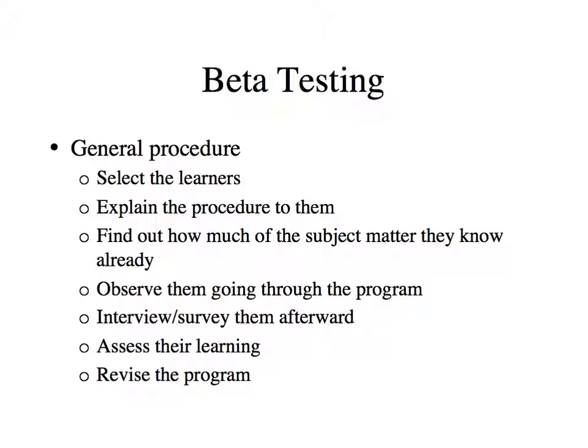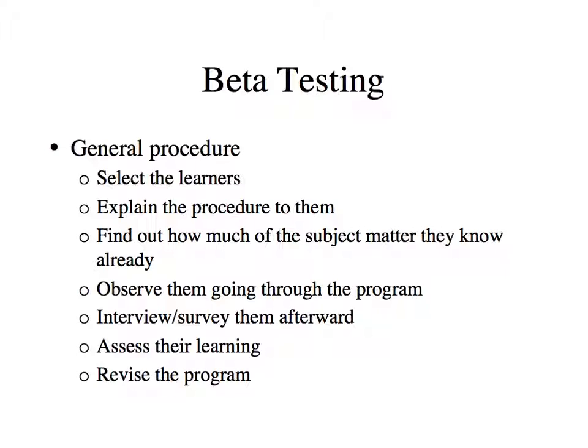So in the beta testing, you'll select your learners as best you can, explain the procedure to them, and find out how much they know before they start. Because again, if you just measure at the end what they've learned, if they already knew it, then you're not measuring what they learned because they already knew it. And also, if the content is beyond their ability, you can find that out by pre-testing them, by getting to know how much they know about the subject. It may be that they don't do very well, but that may not be a function of it being a bad module. It may be a function of the fact that they were not ready to learn that content. They didn't have the prerequisite knowledge.